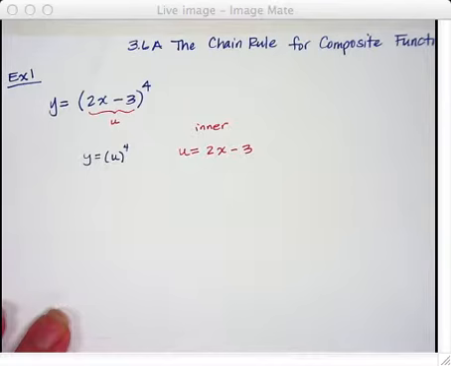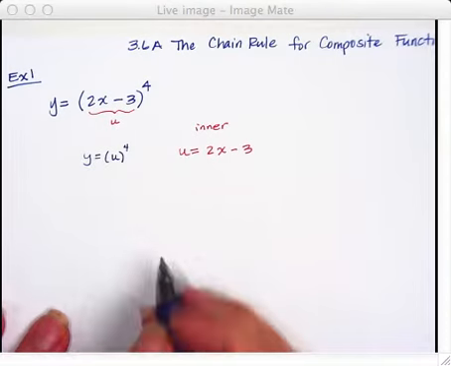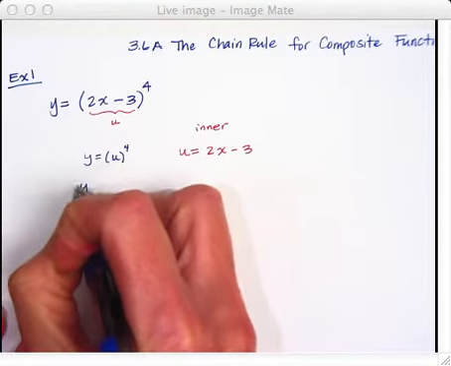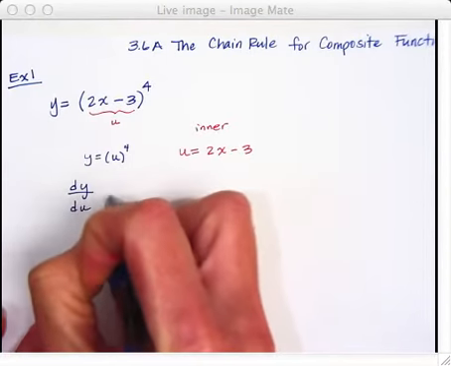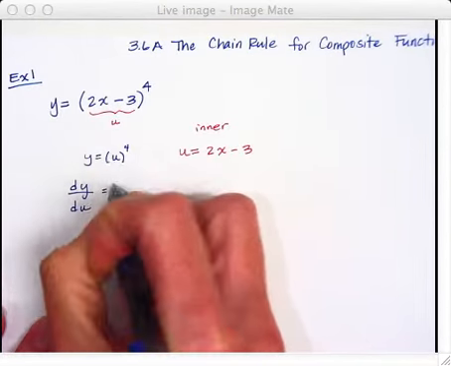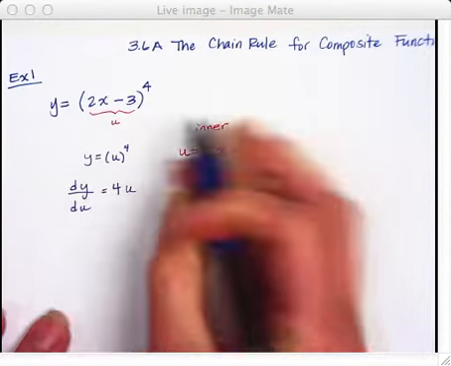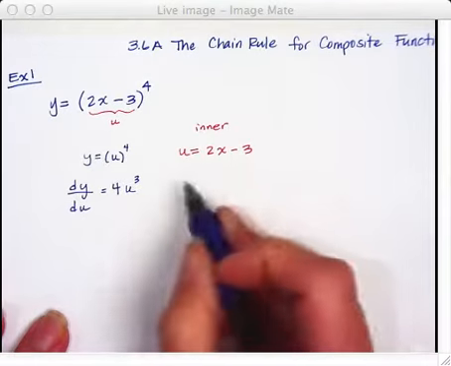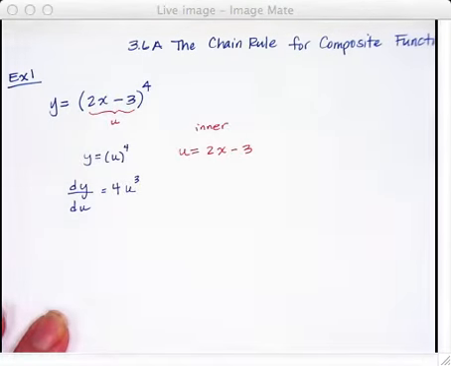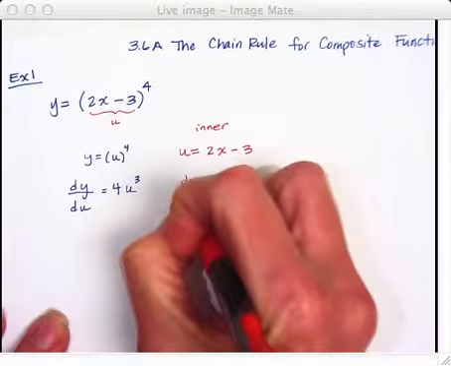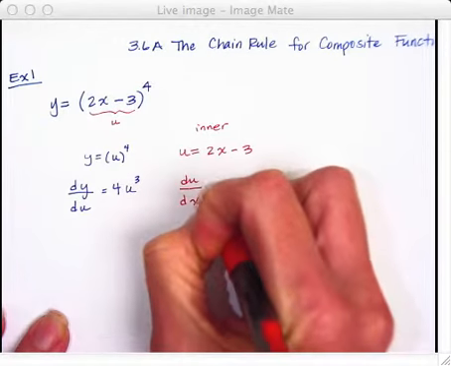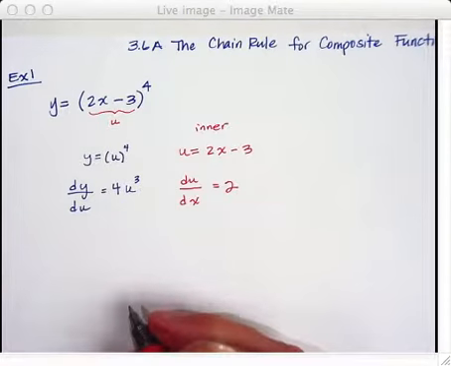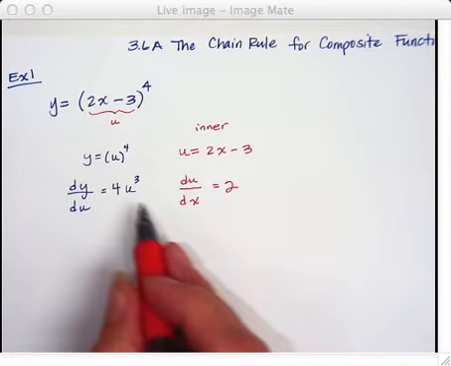I'm going to take the derivative of each one. So this one's going to be y prime, or dy/du, right? So dy/du equals 4u to the 3rd power. All right, and then over here, du/dx equals 2.